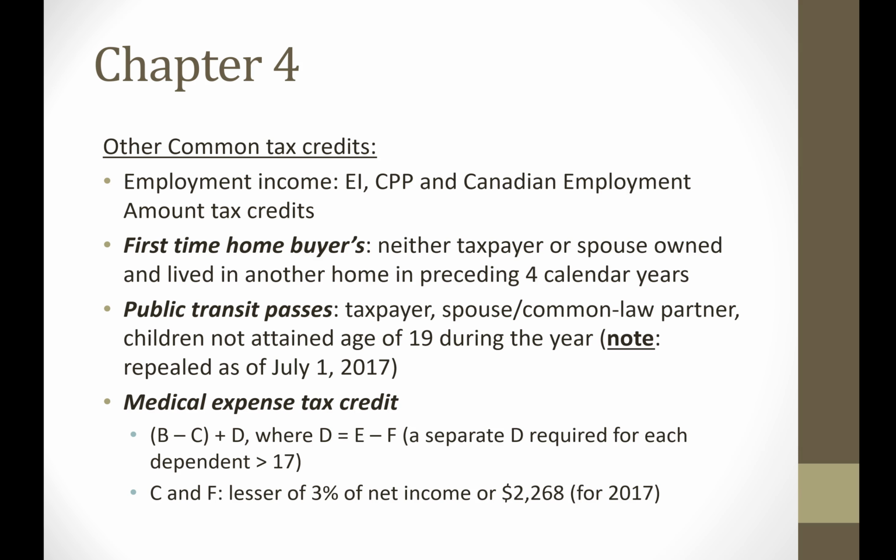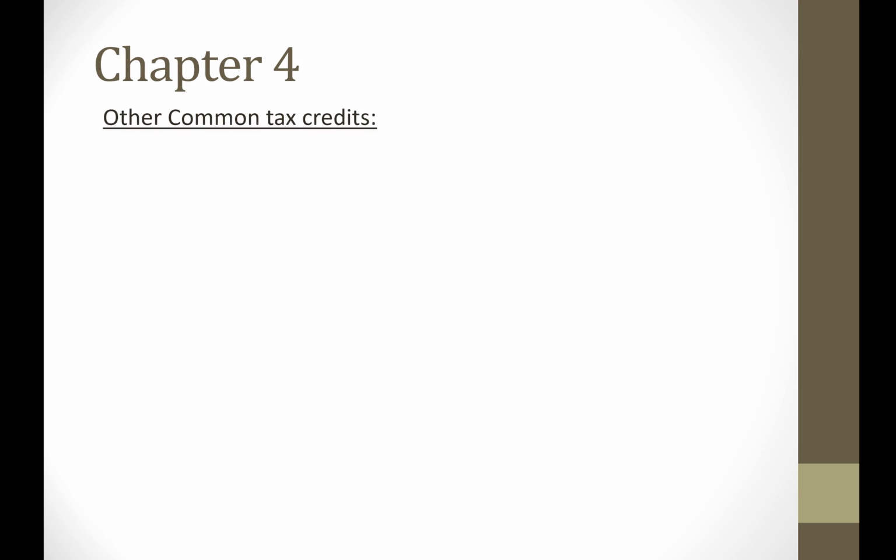Remember we said that there's a base amount that we calculate and then we multiply that by the 15%. That A amount that you might see in your textbook is the 15%. Now, if we look at specifically the C and the F amounts, those are basically income thresholds. And so once again, the C and the F are the lesser of 3% of the net income, or for 2017, it's $2,268. And once again, that amount changes year to year. Let's move on to the next slide and continue on with other tax credits.